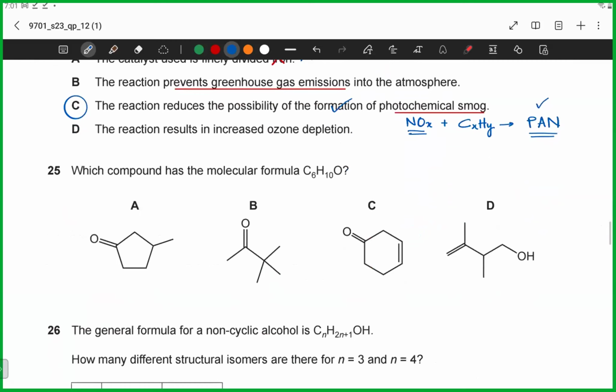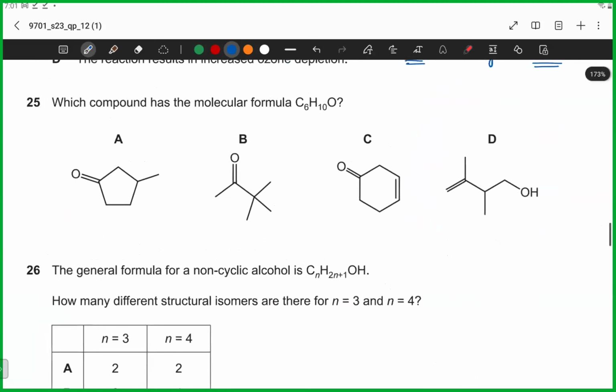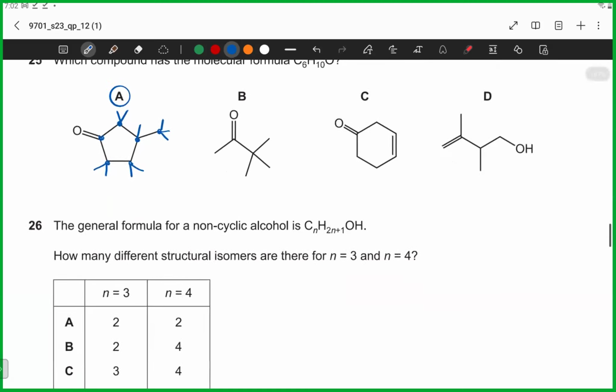चलो ऑर्गेनिक. Which compound has the molecular formula this? कौन सा वाला compound है which has this formula? पहले वाले में तो 6C है, ऑक्सीजन एक ही है. ठीक है, that's 1 2 3 4 5 6 7 8 9 10, यही है, A है. कोई H मैंने मिस तो नहीं किया? That's all the H's, right? So it is A.